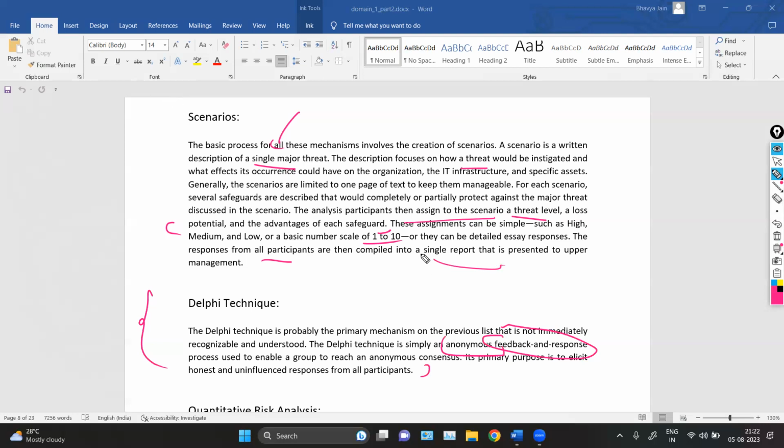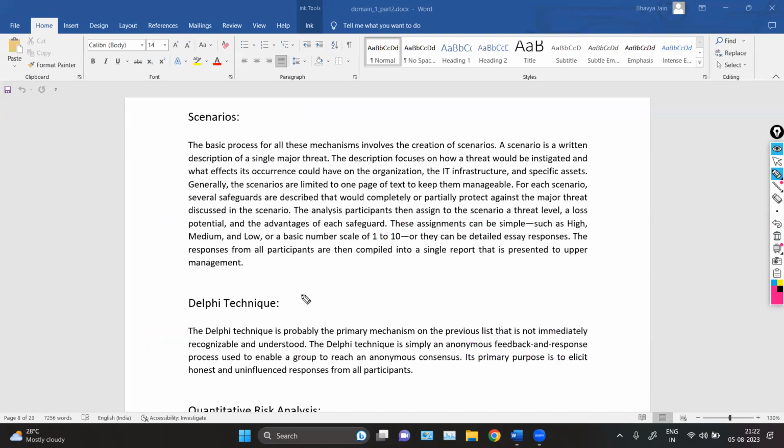So that we cannot discriminate anyone on the basis of their response. That's why it is a primary mechanism on the previous list that is not immediately recognizable and understood. It is like simply taking the feedback and response using the anonymous feature, a process used to enable a group to reach an anonymous consensus. Its primary purpose is to elicit honest and uninfluenced responses from all participants.